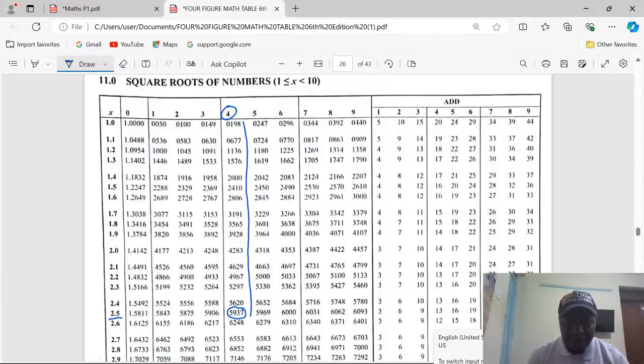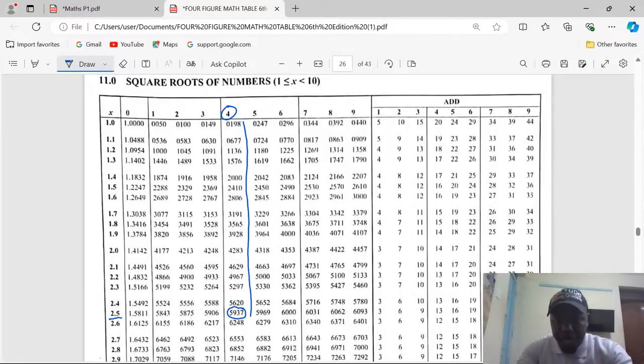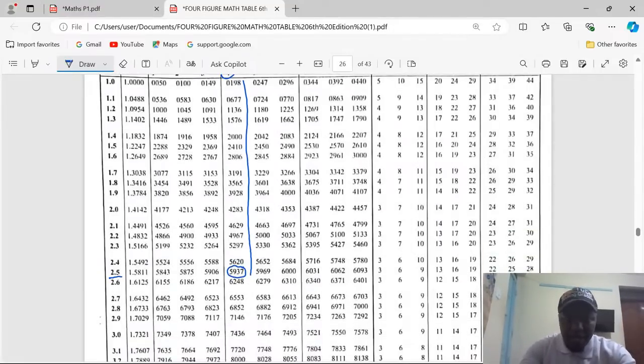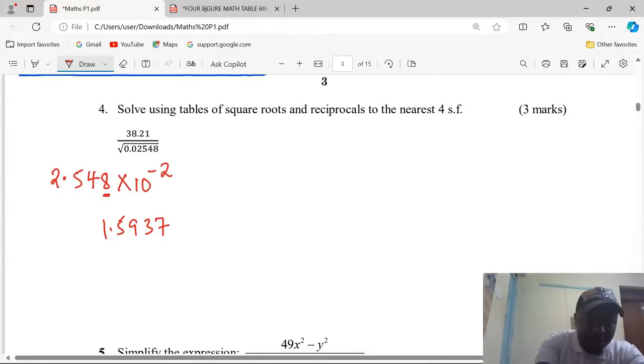So that will be 1.5937. Then we add what is in the column for 8. On the differences, on the addition sign, where there is 8, we go down that column until we intersect here, and what I'm finding here is a 25. I can see a 25. I hope you can see my screen.